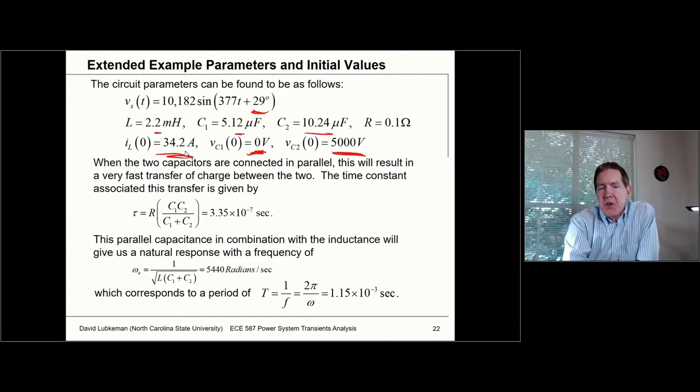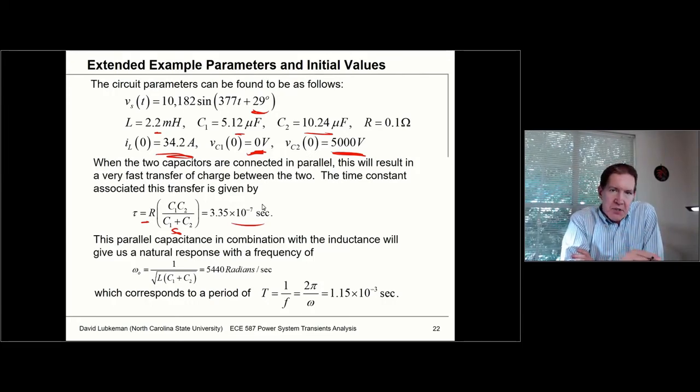The interesting thing about this particular circuit is there's actually two different transients which happen here. There's a first transient, which is basically those two capacitors, once they're connected together, there's going to be a rapid transfer of charge through that resistance. So the time constant associated with that turns out to be the resistance times the parallel equivalent of the capacitance, which has a time constant of 3.35 times 10 to the minus 7. So it's a very rapid transfer of charge. It just occurs very, very quickly.